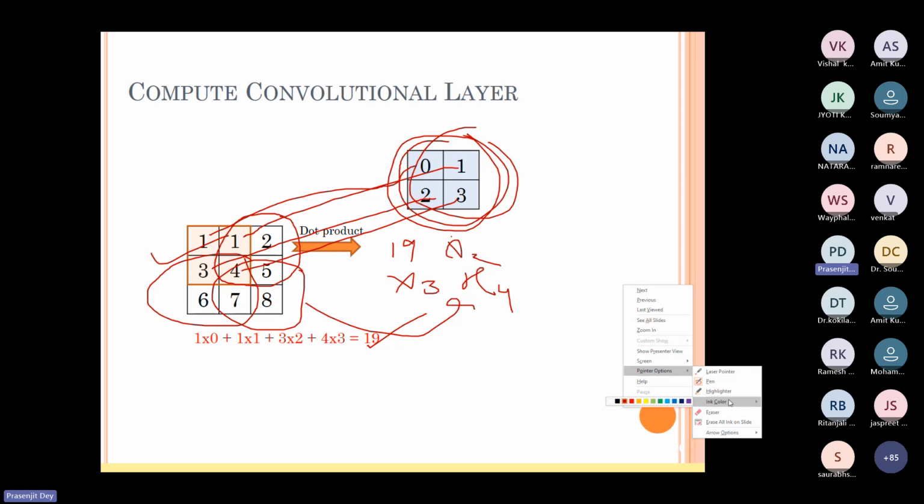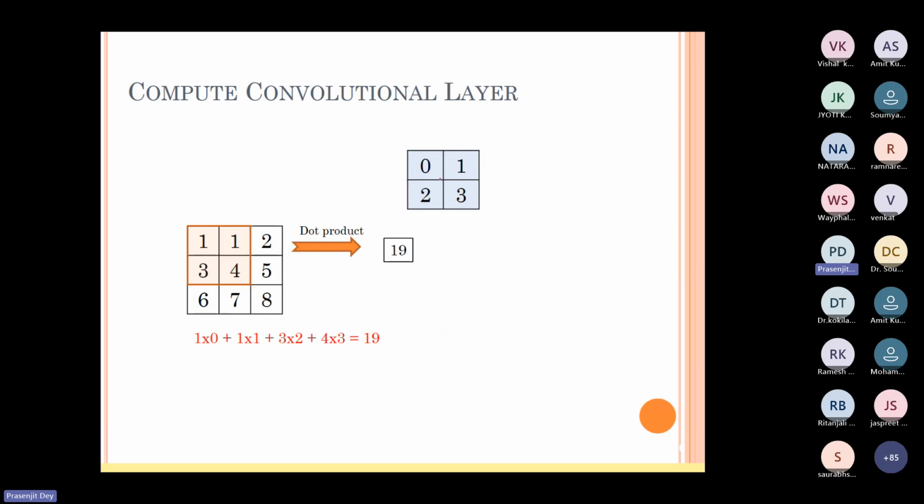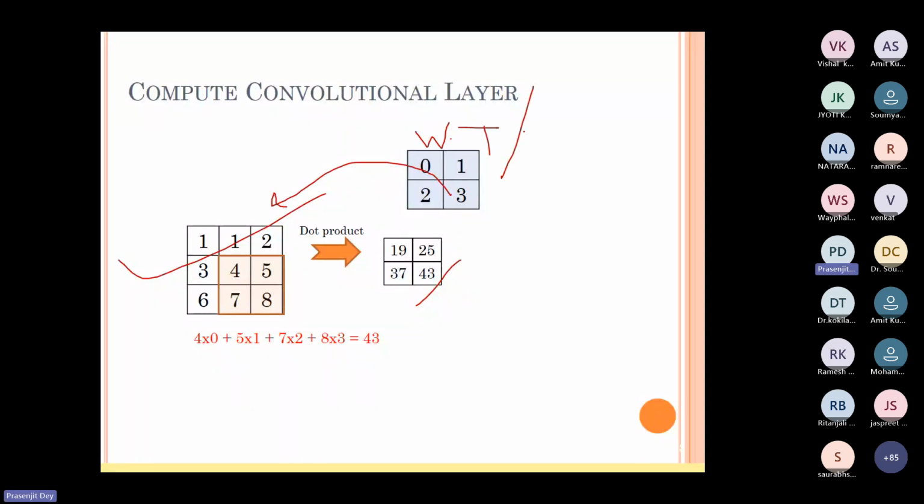I have an animation for it. So it will be 19. After that, it will be multiplied with this box, and it will give a value like 25. Then it will be multiplied with this part, this into this, so it will be 37. And finally, it will be multiplied with this part and this part, so it will be 43. So this is your input image after applying the weight tensor or the kernel, any name you can use, kernel or filter.